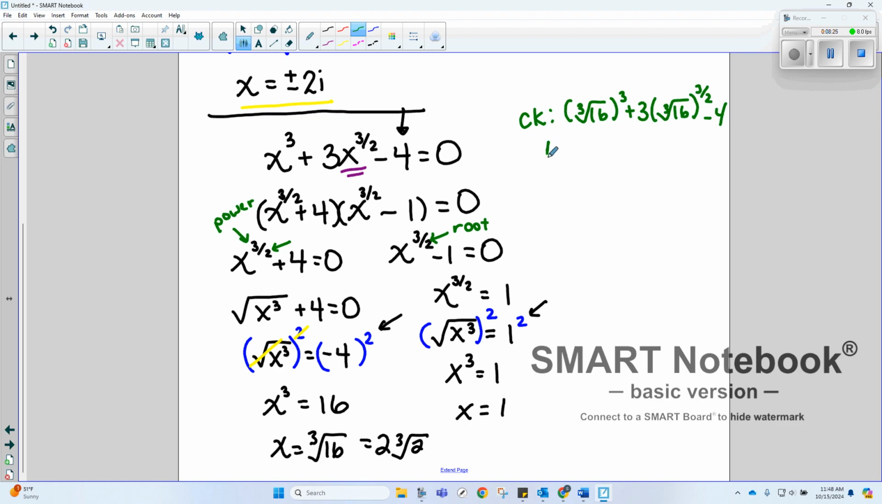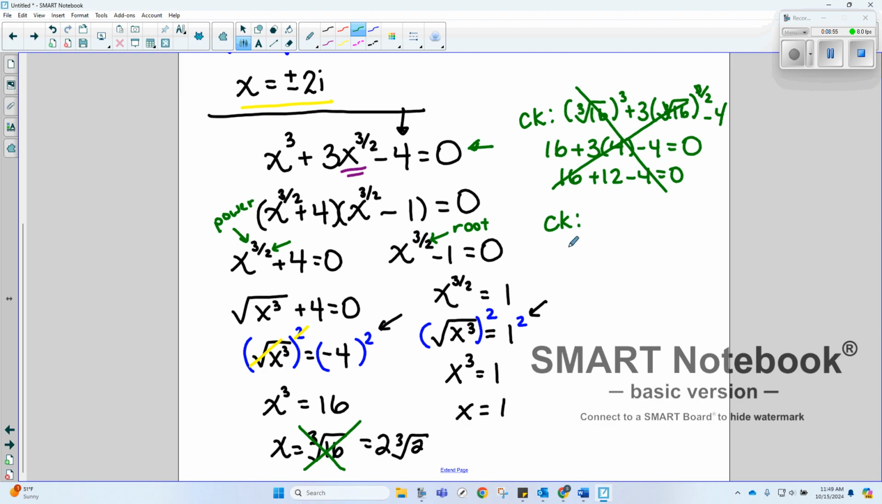So this says 16 plus 3 times, here again, cubing the cube root gives me 16 to the 1/2, which would be 4. This says 16 plus 12 minus 4 equals 0. That is not a true statement, which means cube root of 16 is not really a solution to this equation.